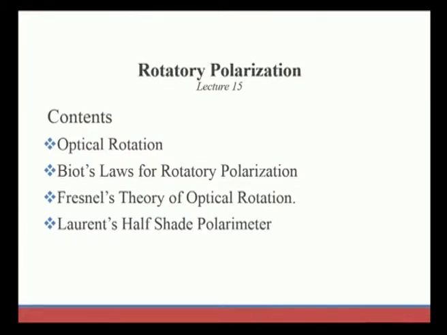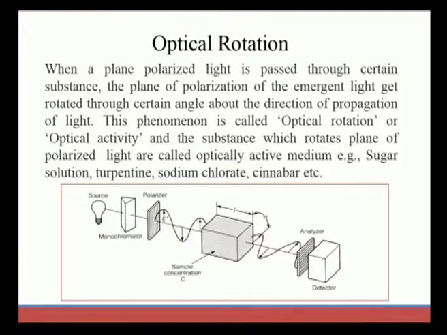Biot deduced certain laws, called Biot's laws for rotatory polarization, and also the Fresnel's theory of optical rotation. At last we are going to discuss a type of polarimeter, that is the Lorentz half shade polarimeter. So very firstly we are going to start with what is optical rotation.